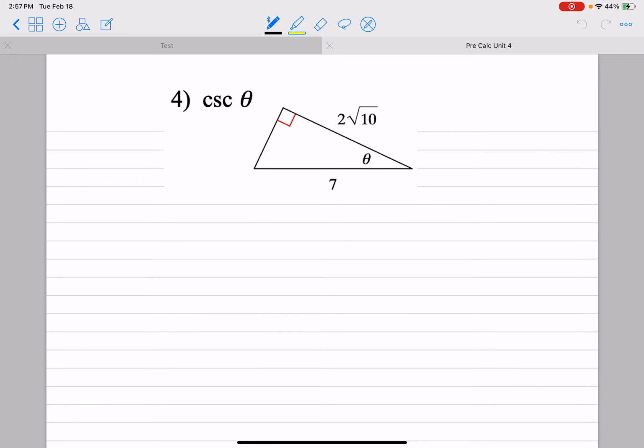Now, let's run one more. Let's find the cosecant of theta. So why don't you actually try it now before me? I think you can do this. Cool. You paused. You did it. So now I'm going to do it.